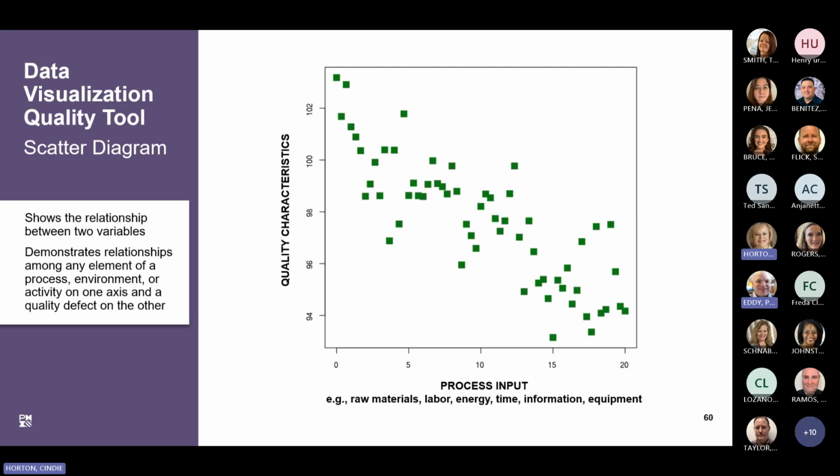Up to 10 process inputs results in the quality characteristics, or say quality score, above or around 98. But as more inputs are contributed, the quality score begins to diminish. In essence, what we're seeing here, more is not always better.